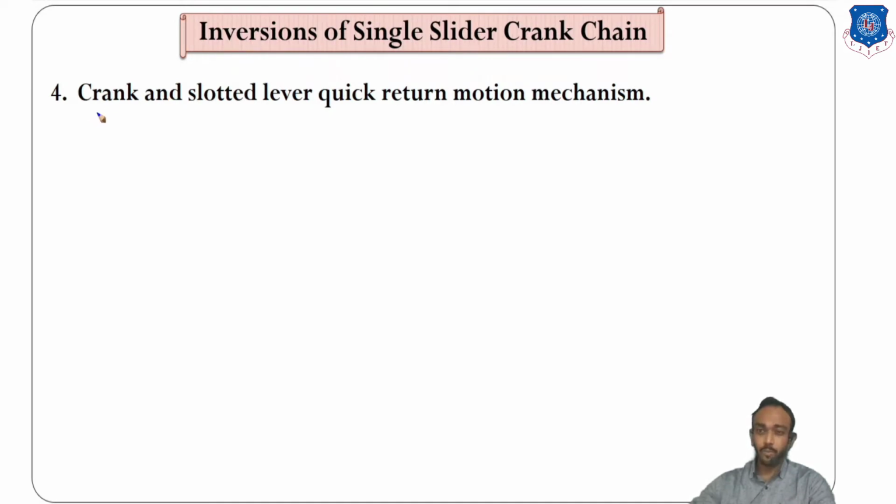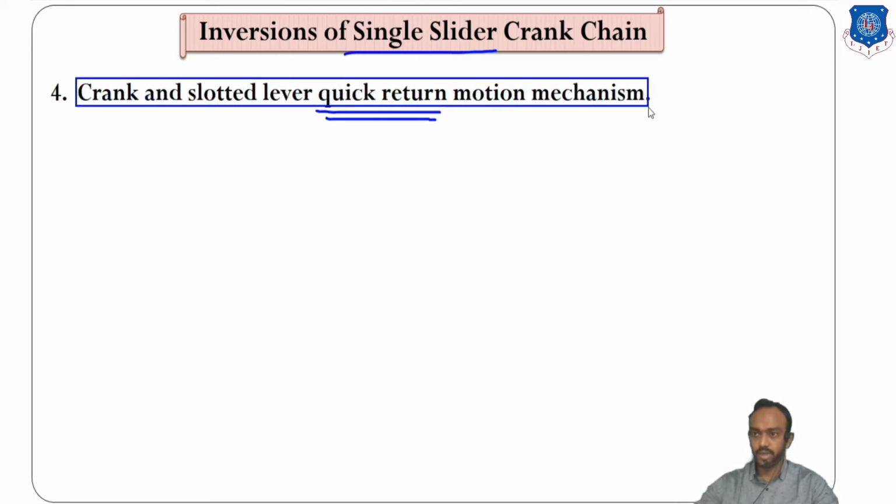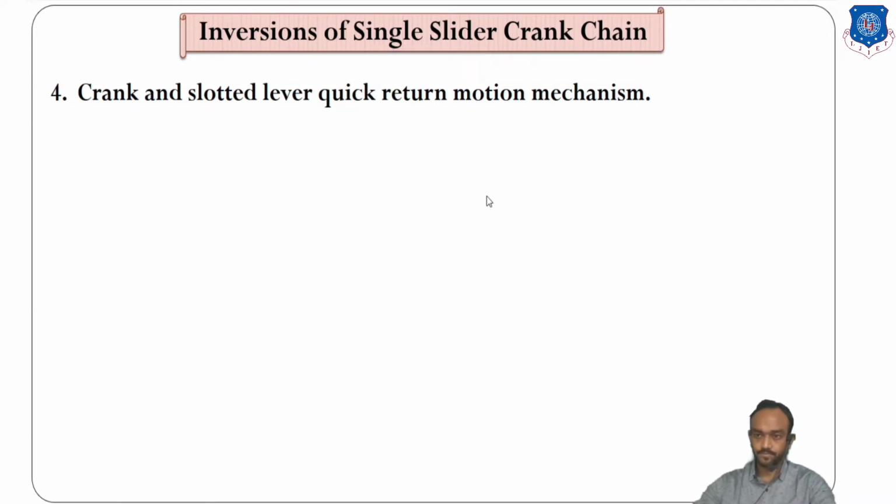The most important inversion from the single slider is the quick return mechanism. There are two quick return mechanisms, and they are very important, and there are examples based on them in our book. The first inversion is the crank and slotted lever quick return mechanism. Let's start.